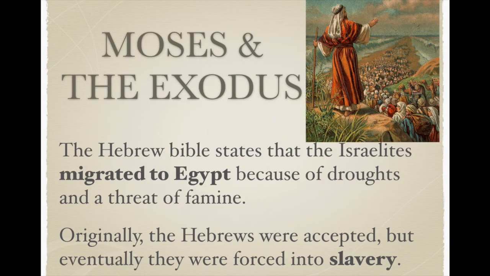A key character of Judaism is Moses. So Moses is said to have helped free the Jewish people from the Egyptians. So the original story goes that the Hebrews, the Jews, were originally accepted into Egyptian society, but eventually they were forced into slavery. So after a while, the Hebrews really want to get out of Egypt.